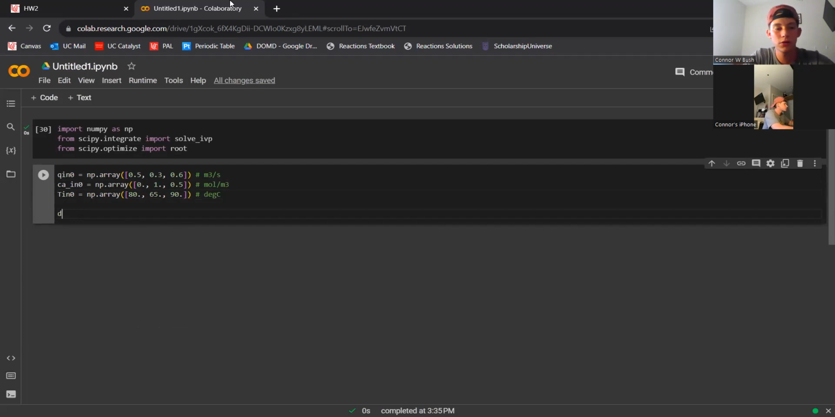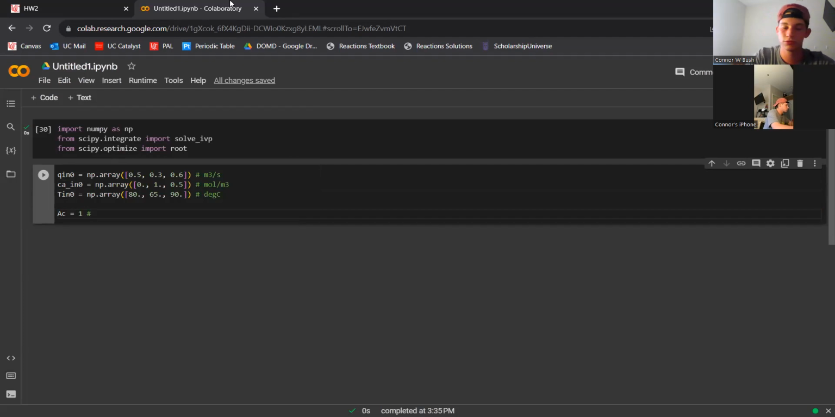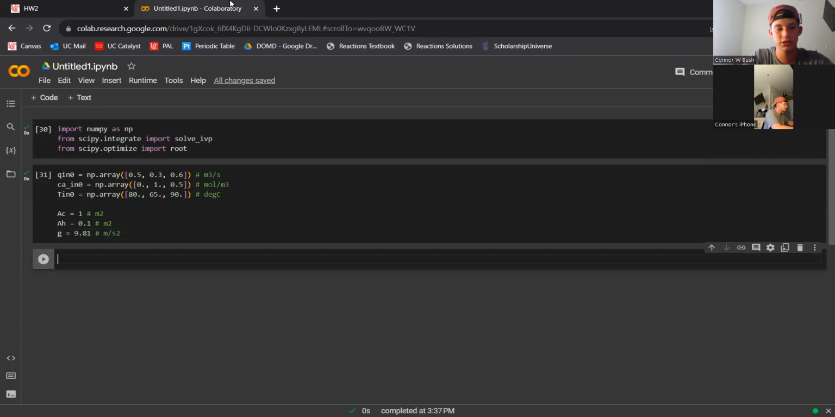And then also we know that the cross-sectional area of the tank, A_C, is equal to 1 square meter. Cross-sectional area of the hole is equal to 0.1 square meter. And then our gravitational constant, g, is 9.81 meters per second squared. So we have all of these parameters listed. We can define our function.